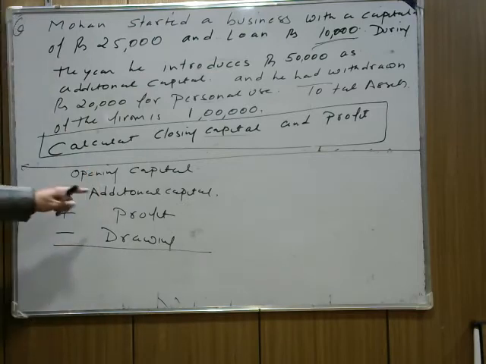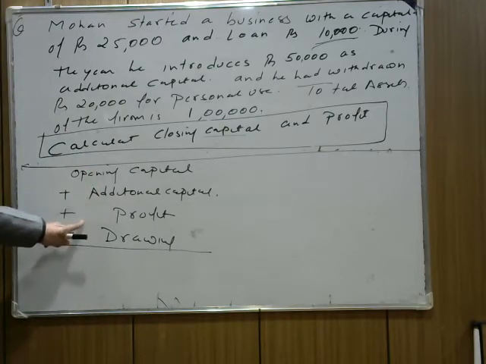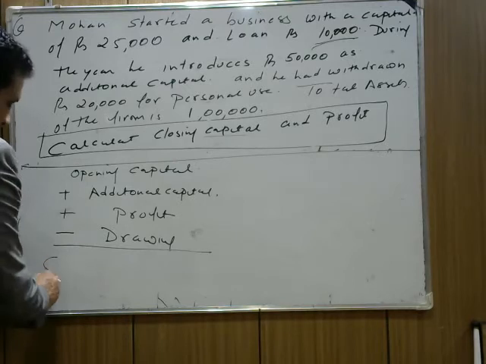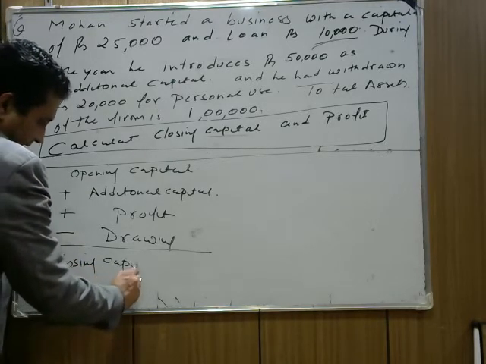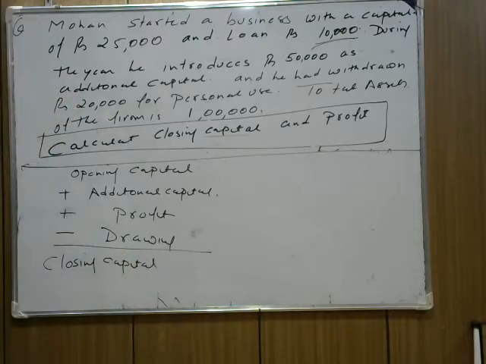If you add opening capital plus additional capital plus profit minus drawing, we get closing capital. Guys, clear? I hope the formula is clear. Opening capital plus additional capital plus profit minus drawing gives closing capital.